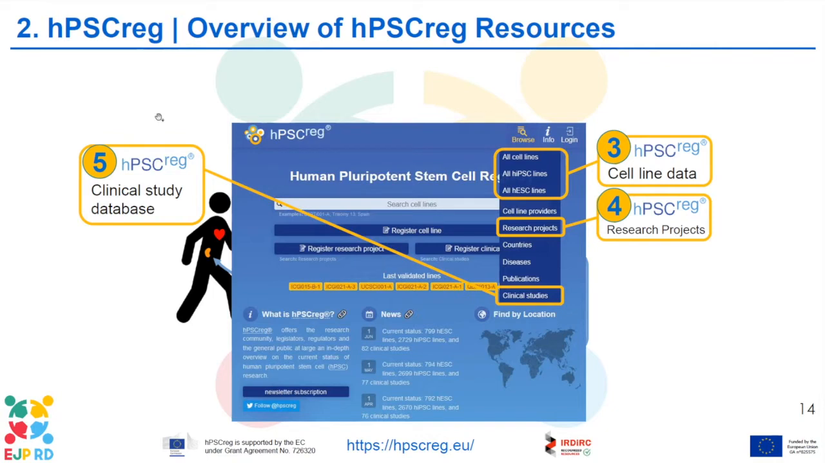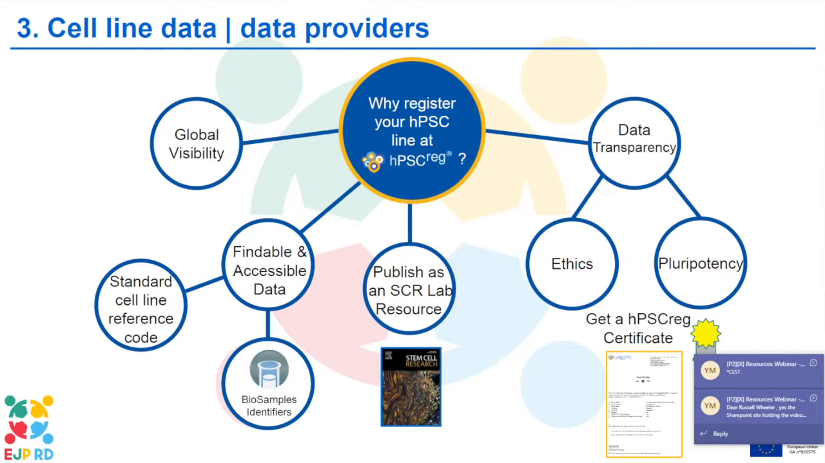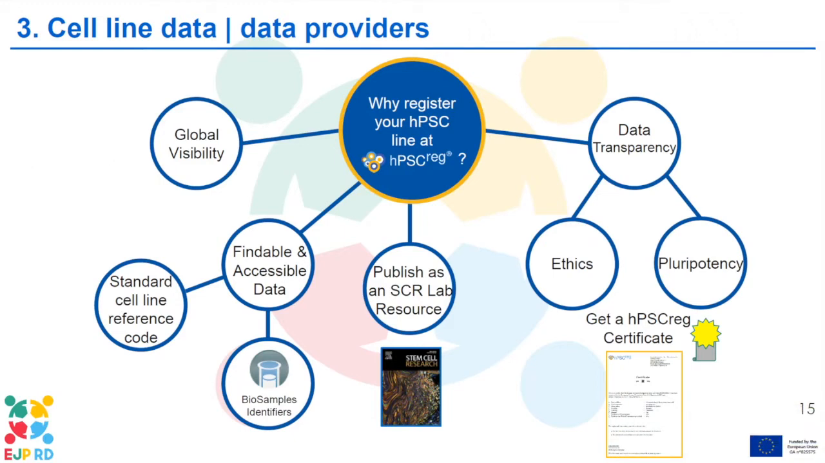Okay. So for the cell line data, where does this cell line data come from? It actually comes from you, the research community, and we encourage you all to register your pluripotent stem cell lines in hPSCreg. So what are some of the benefits of registering your lines? First of all, you can increase the global visibility of your research. hPSCreg contains cell lines from over 40 countries in the world. Secondly, you can make your cell lines more accessible and findable.